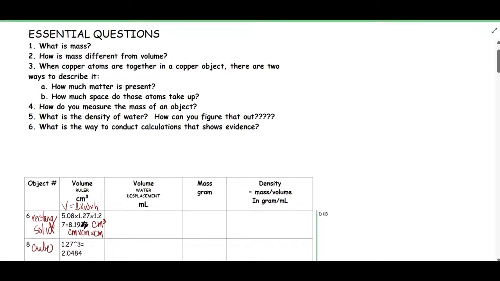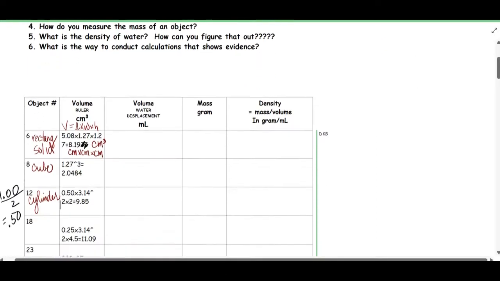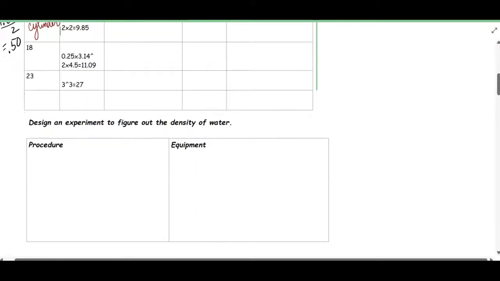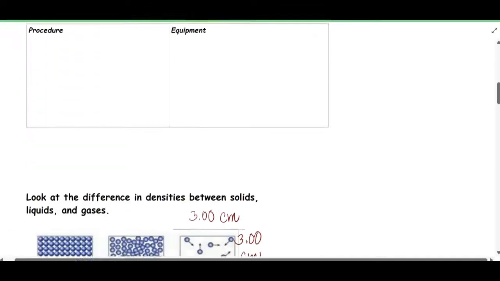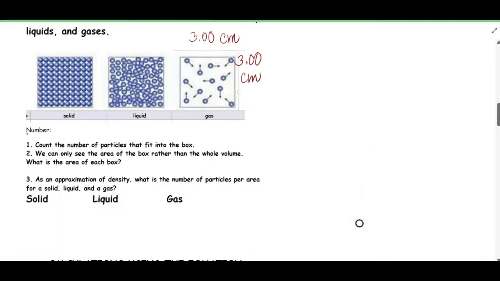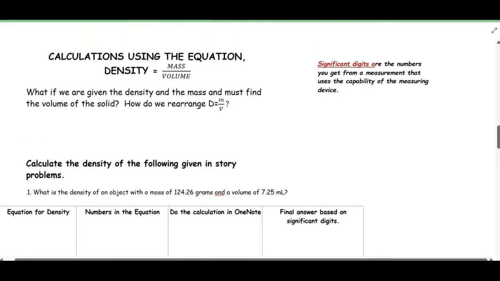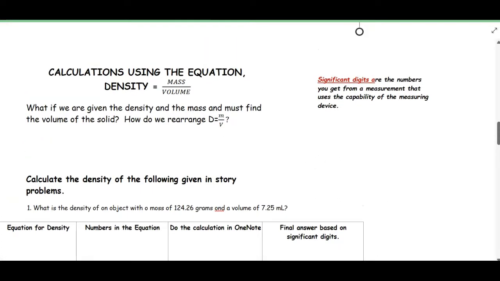All right, so we have a new sheet today on November 15th, density of objects. Since we've been working on measurements all week, instead of doing this lab right away, where we do the density of everything, let's look down here at calculations using the equation of density.